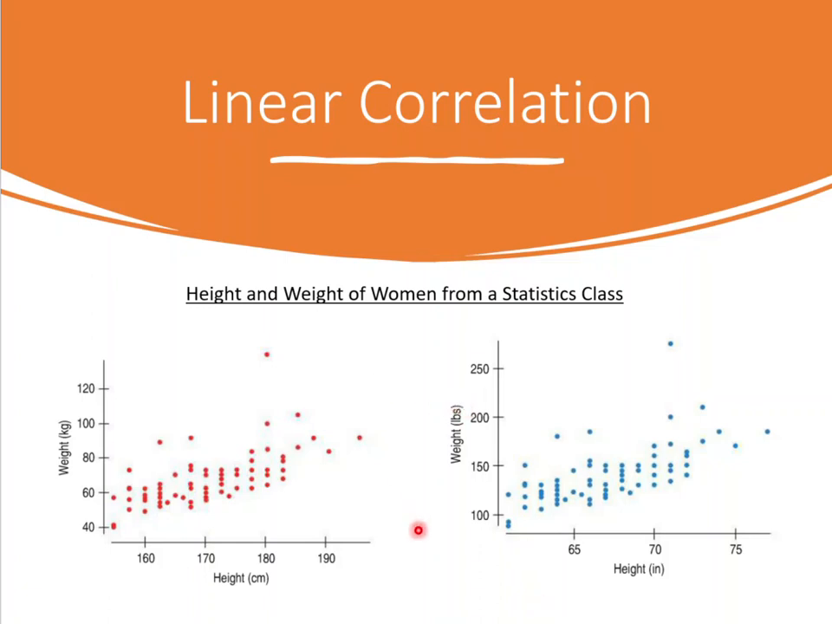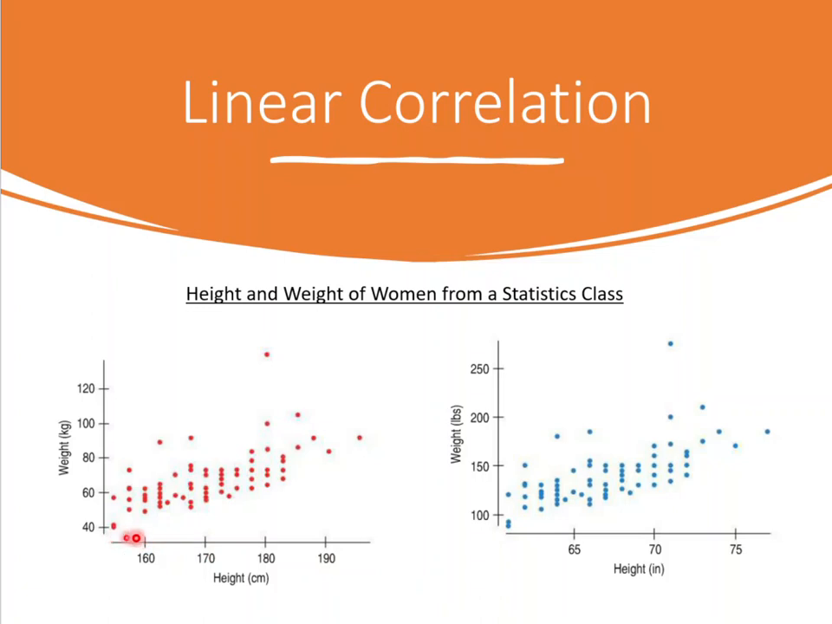Now we want to talk about linear correlation. What we're looking at here are two scatter plots. The left graph is talking about the height and weight for women in statistics, as well as the right graph over here. And I hope you start to notice that both of these graphs look pretty much identical.